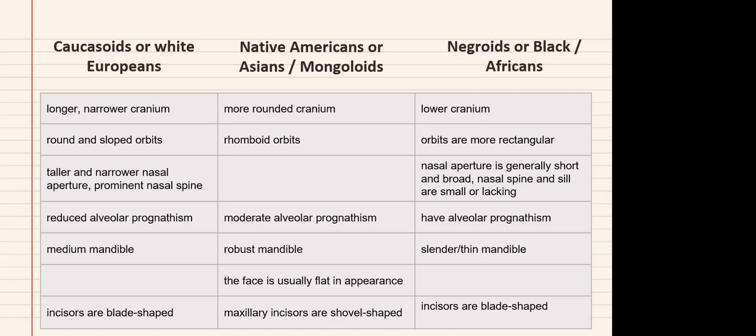And besides such observation, craniometric data can also be used. By running statistical comparisons, an identified cranium can be assigned to a specific group. Next slide.